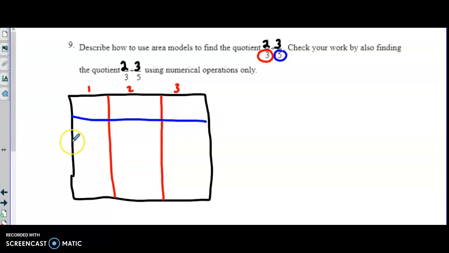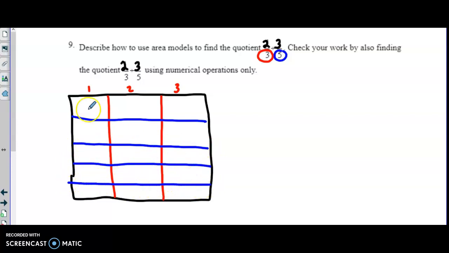And it doesn't matter if these pieces are even or not. We're just trying our best. So let me make sure this is 1, 2, 3, 4, 5. All right. So you start off by dividing it. The first denominator gives you the vertical columns and the second denominator gives you the horizontal columns. Then you're going to look back at this first fraction. You want 2 of the 3. So we want to circle or highlight 2 out of the 3 columns.